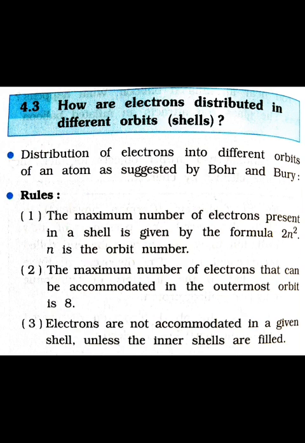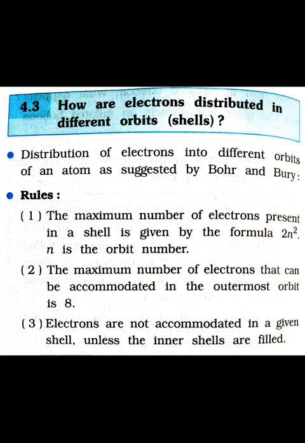For example, the K shell, you know that n is equal to 1. So 2 into 1 square is 2 into 1, which is equal to 2. And if it is the second orbit or L shell, 2 into 2 square gives you 2 into 4, which is equal to 8. So in the first shell, that is the K shell, the maximum electrons that can be accommodated is 2, and in the L shell or the second orbit, the maximum electrons that can be accommodated is 8.